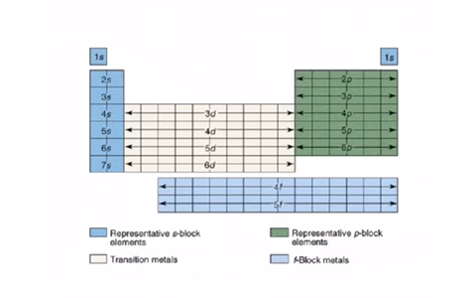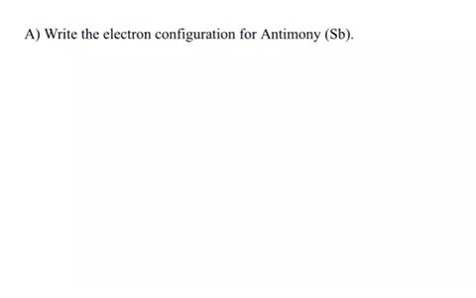So first of all, if you look, antimony is element number 51. It is in the 5th period, and you'll notice it's right over here. This is where antimony is, number 51. So the first thing we're going to do is find the electron configuration for antimony, which has 51 electrons. Now, if you follow your sequence using the periodic table, the sequence goes like this.